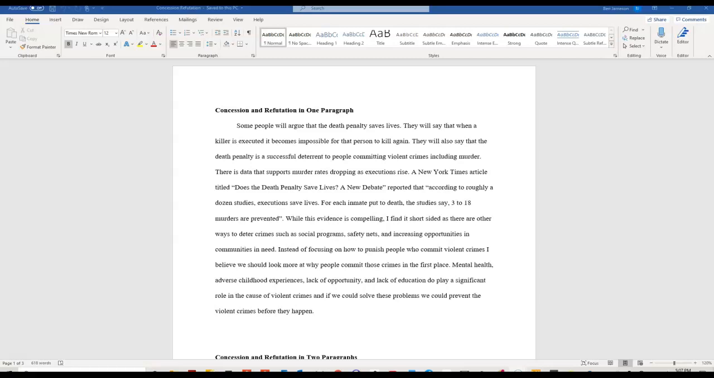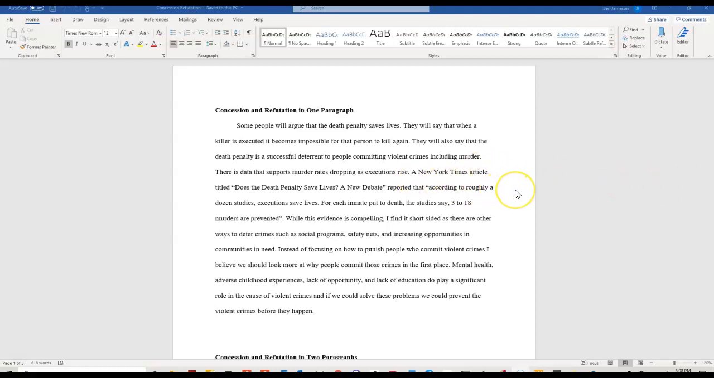Hello everyone. I just wanted to go over a strategy for expanding your paper called a concession and refutation. Basically, in an argumentative essay, you make a little time to highlight a point that runs contrary to your overall argument, and then you spend a little time refuting that point or dismantling it. And you can do it in two ways.